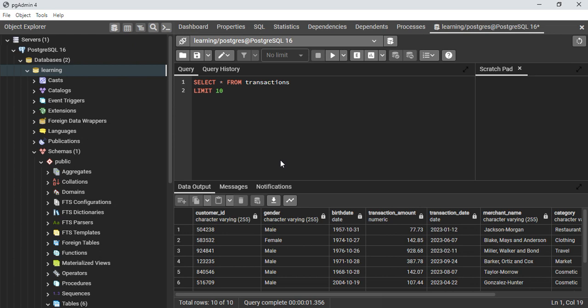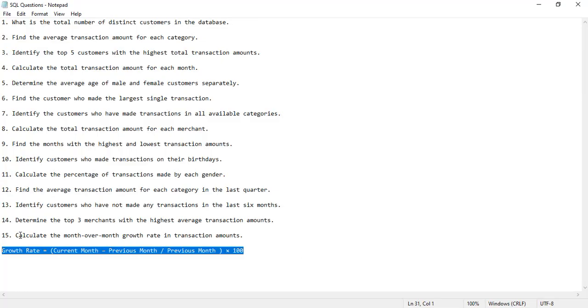So this time around, we'll be running some SQL queries. I think it's just 15 SQL queries. That's what we'll be running today.